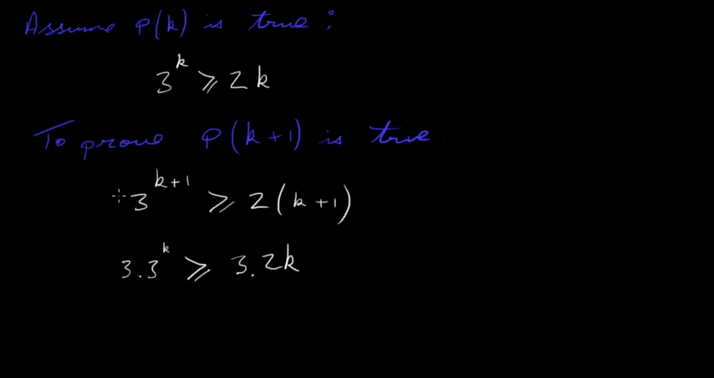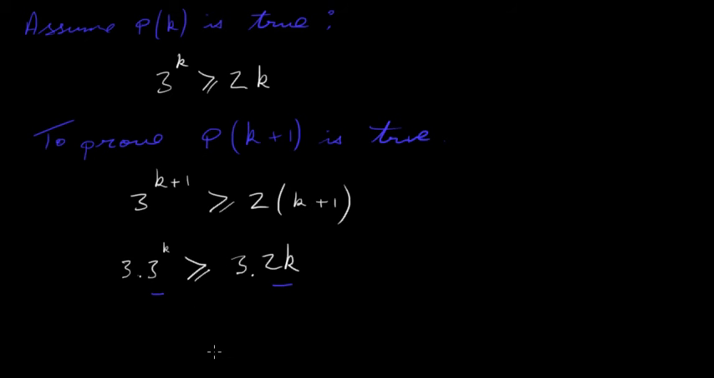This here must be true because this part here we know is true from our assumption. 3 to the power of k is greater than or equal to 2k from our assumption. We want to prove this, but this here is 3 to the power of k plus 1, which is just 3 times 3 to the power of k. All I've done here really is multiply the left-hand side and the right-hand side of our assumption by 3. So this must be true. We know that this is true.